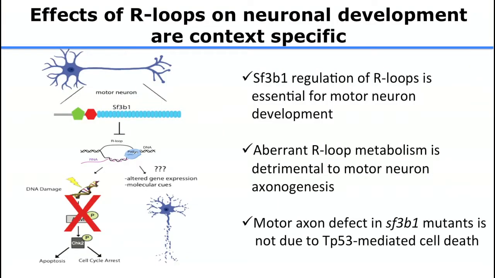So, to go over the first half of the talk, what I've told you so far: Sf3b1 regulation of R-loops does seem to be essential for motor neuron development, specifically axonogenesis, and aberrant R-loop metabolism is detrimental to this process, and this is not a cell death mediated effect. So we know that some neurons are exquisitely sensitive and are dying, whereas other neurons are surviving, but they have developmental defects. Even within neuronal populations at the same time in development, the way they respond to the R-loops differs. We don't know if the levels are different. It could be that levels of R-loops are different, but for sure the response to these R-loops is very different depending on the cell context.